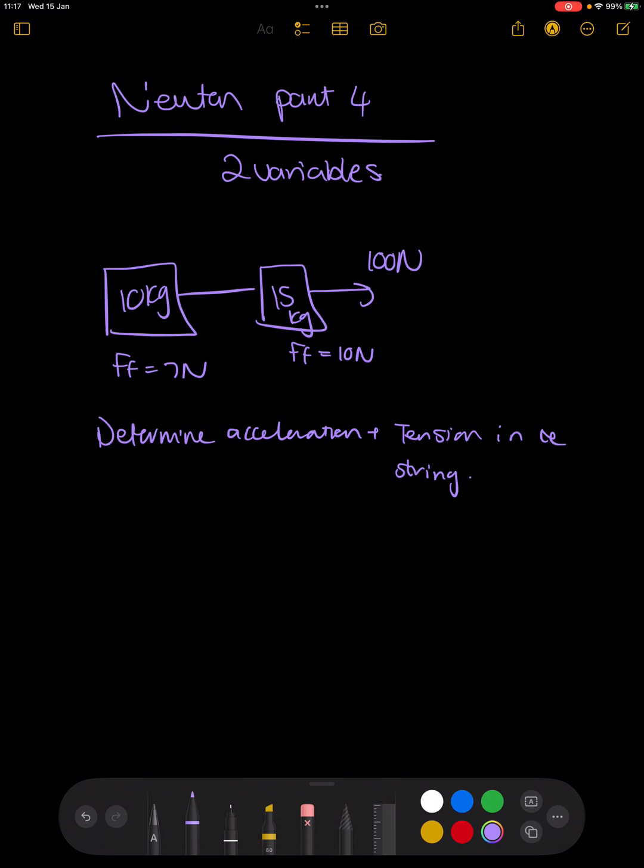This is where we're working with Newton's second law, and there'll be two variables that we need to calculate.